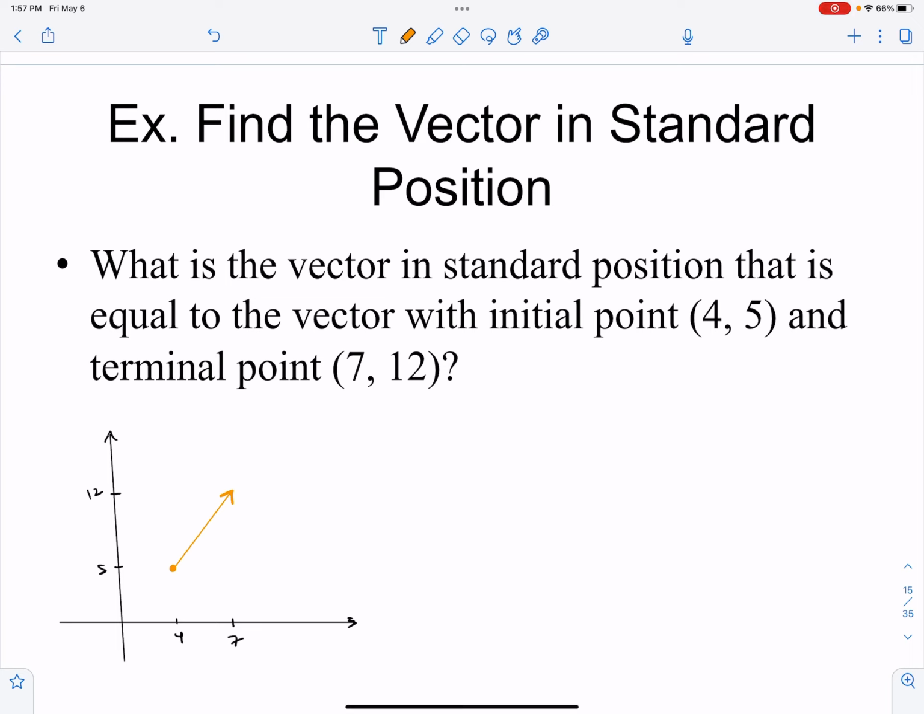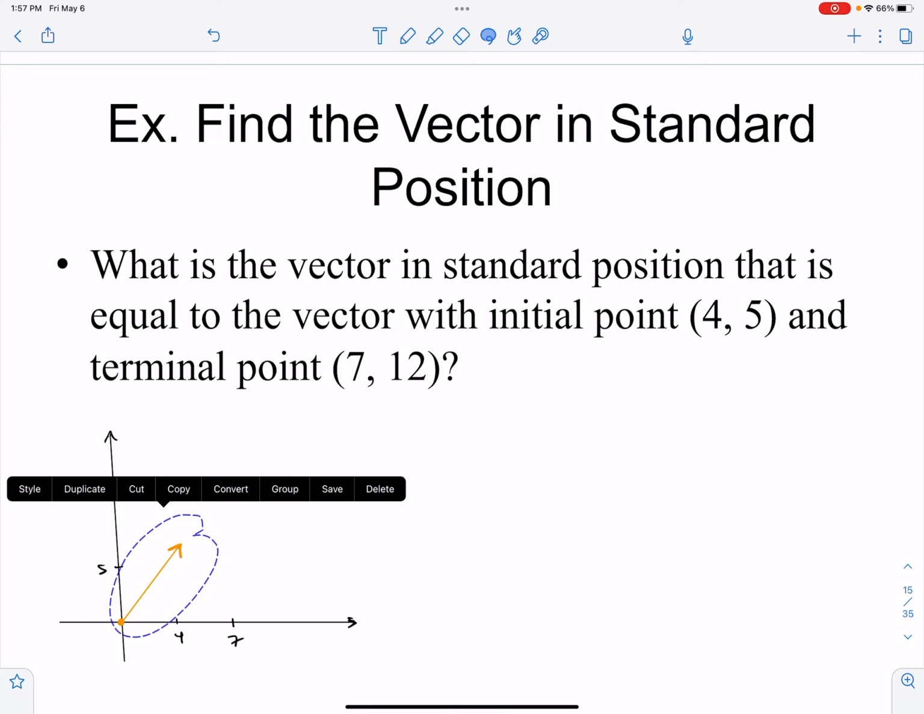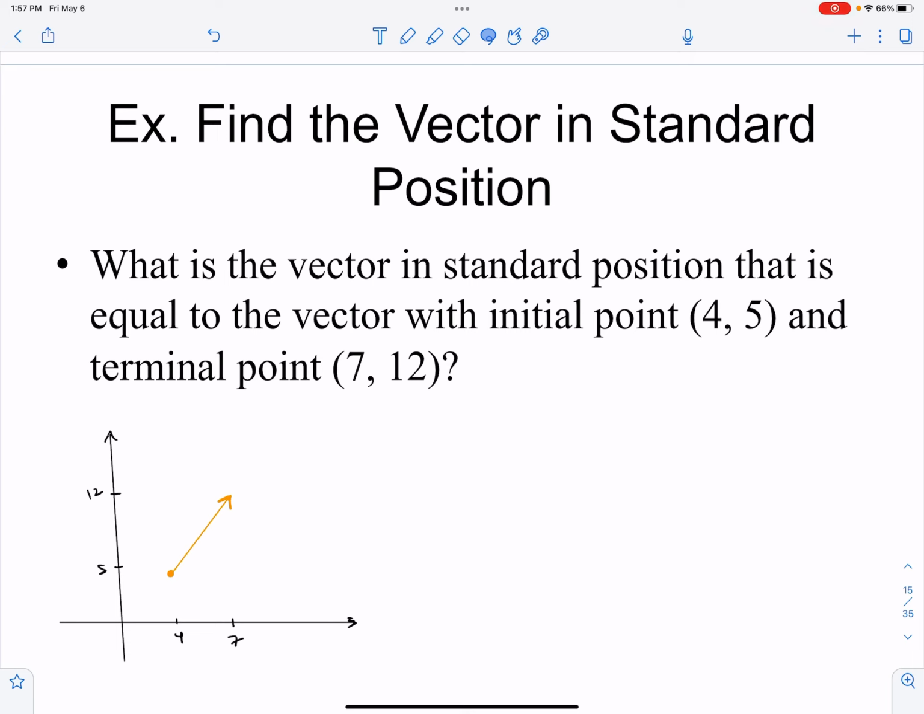So if we were to think about picking this vector up and putting its initial point at the origin, that would be the vector in standard position. And we would want to know what that terminating point would be. We could do this algebraically by thinking about how we would get the initial point to the origin. Since the initial point is 4, 5, we would need to subtract 4 units from the x coordinate of the terminating point. And then we would want to subtract 5 units from the y coordinate of the terminating point and from the initial point to get it to be at the origin.